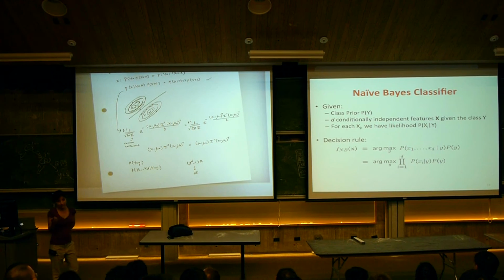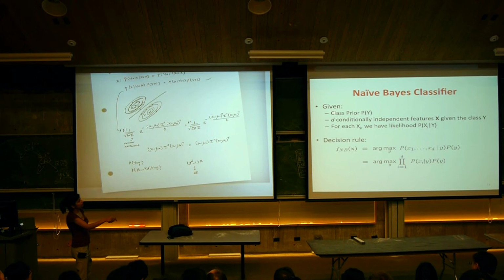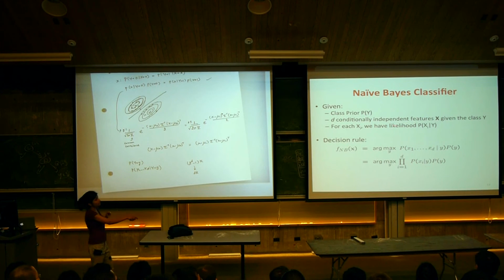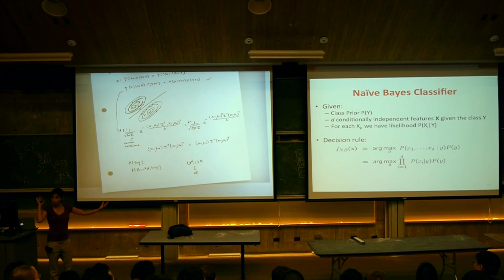Okay, so here's the naive Bayes classifier. You need to assume what the class prior is, so you need to assume one parameter for that. The assumption is that there are d conditionally independent features given the class, and the joint likelihood factors into these individual likelihoods. So all we need is, for every individual feature, the p of xi given y, not p of the whole x, x1 through xd given y, right?